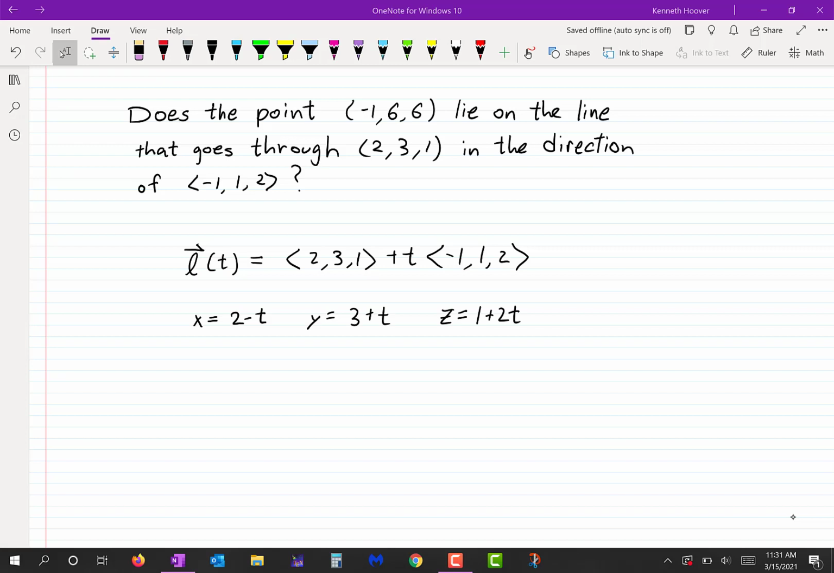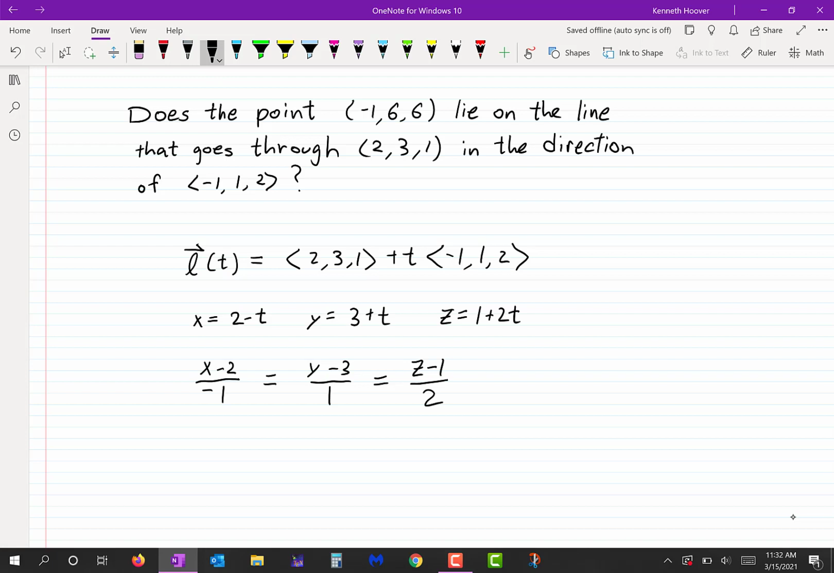What would be the symmetric equations? The symmetric equations would be x minus 2 over -1 equals y minus 3 over 1, which equals z minus 1 over 2. Do you always have to write the vector equation, the parametric equations, and the symmetric equations? No, you don't, but I'm doing it for practice.